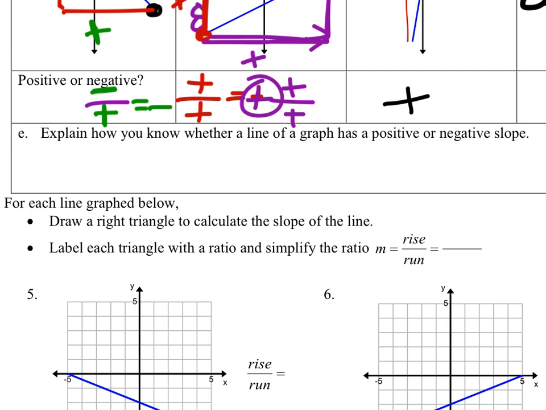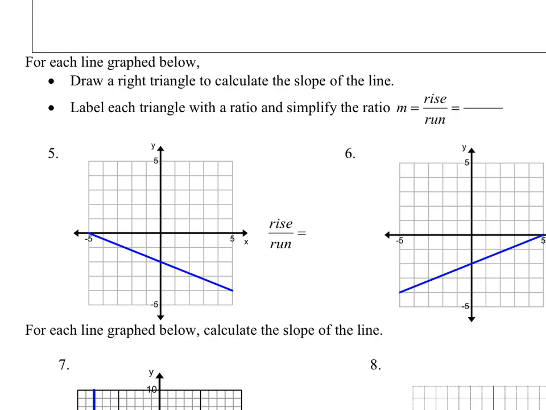Explain how you know whether a line of a graph has a positive or negative slope. So going from left to right, if you are going upwards, it is positive. If you are going downwards, it is negative. All right, for 5 and 6, draw a right triangle to calculate the slope. Label each triangle with the ratio and simplify the ratio. M equals rise over run. That is what we will do.